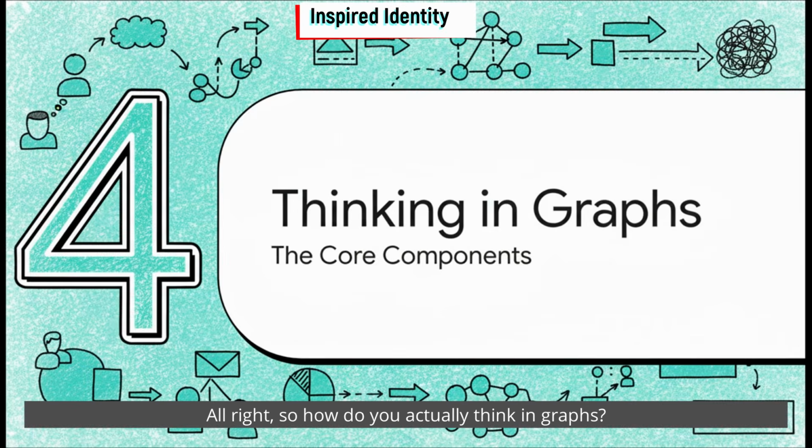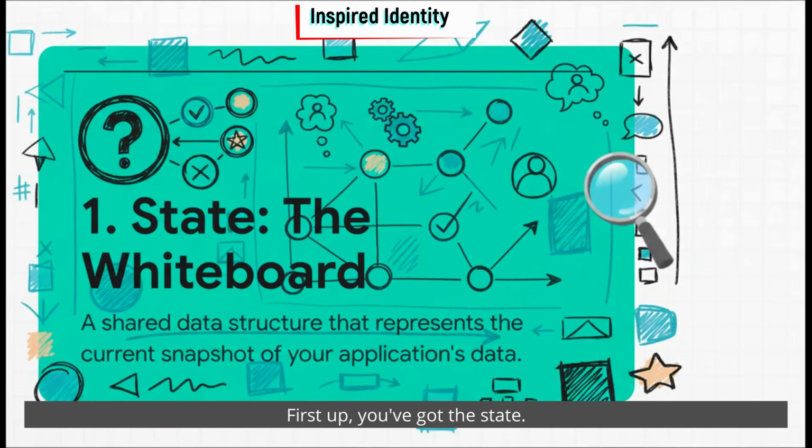All right, so how do you actually think in graphs? How do you build one of these things? The easiest way is to imagine you're managing a small project with a team. You really only need to define 3 things. First up, you've got the state. Just think of this as your project's shared whiteboard. It's a single place that holds all the current info: the original request, the plan as it develops, the results from your tools, everything. It's the one place everyone on the team looks to know what's going on.